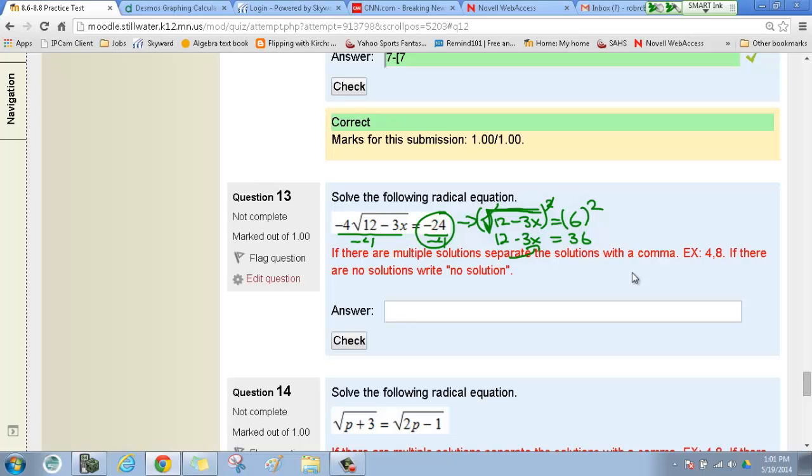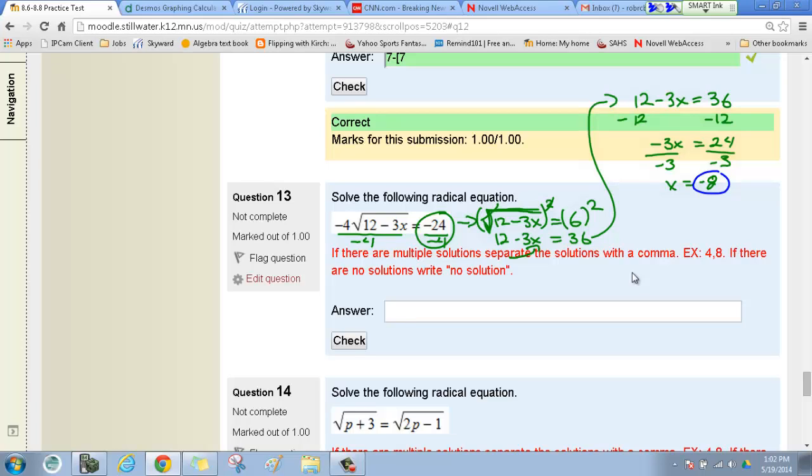Now my goal is to solve for this x here. So let's rewrite this up here a little bit. I got 12 minus 3x is equal to 36. I'm going to subtract 12 from both sides. So I got -3x is equal to 24. And I'm going to divide both sides by -3. Did I do that right? Yep. So I have x is equal to -8. Okay? So now, let's take this -8 and check it.